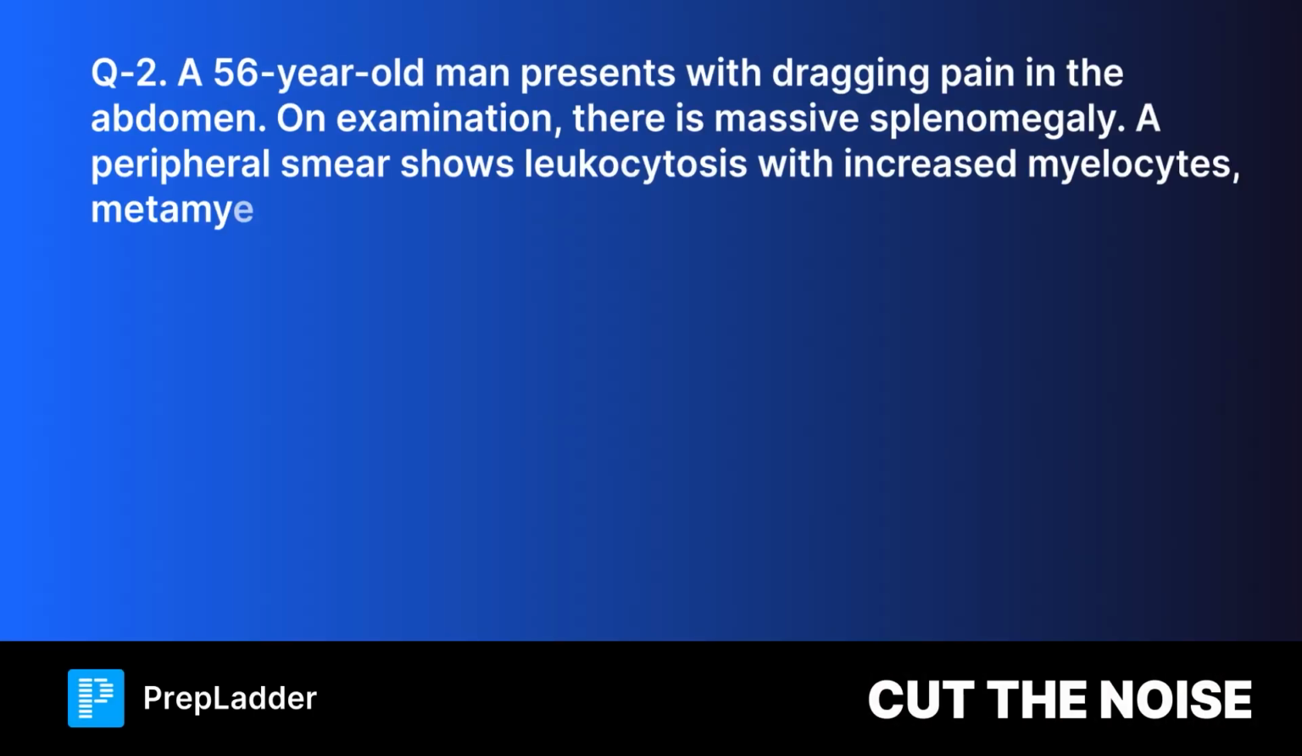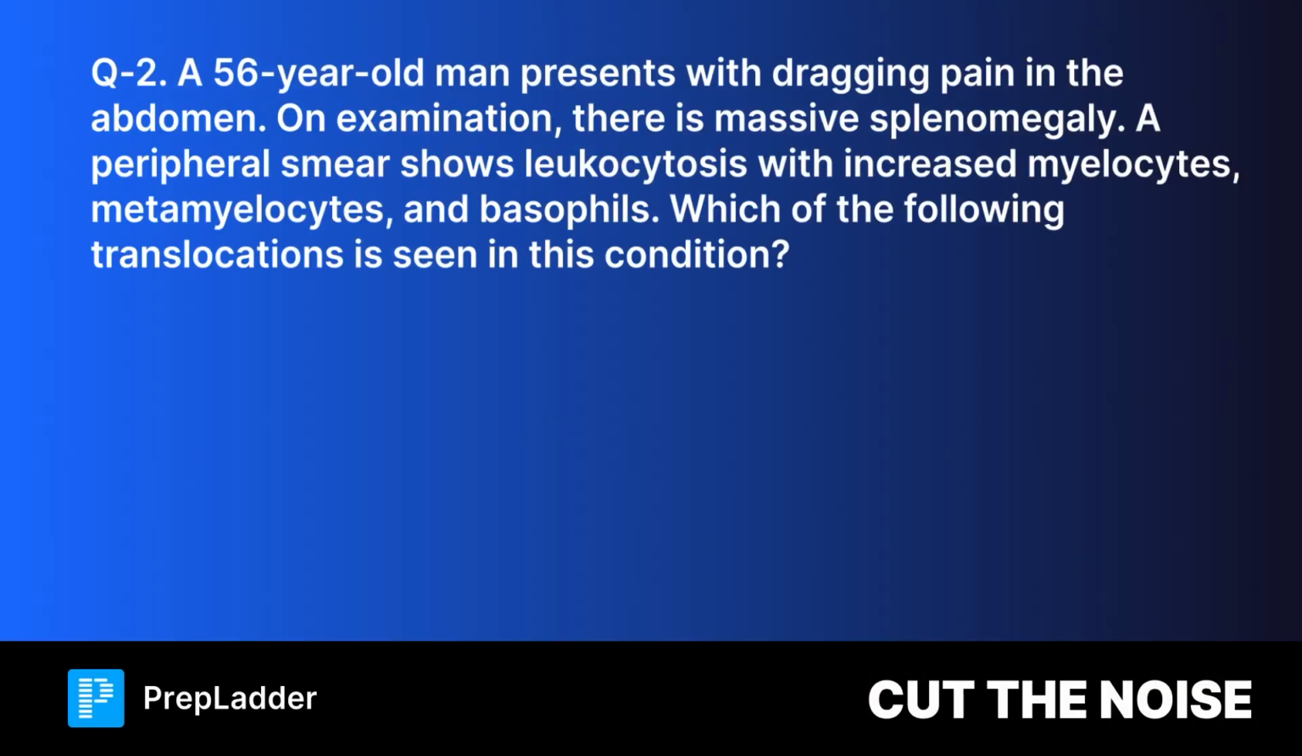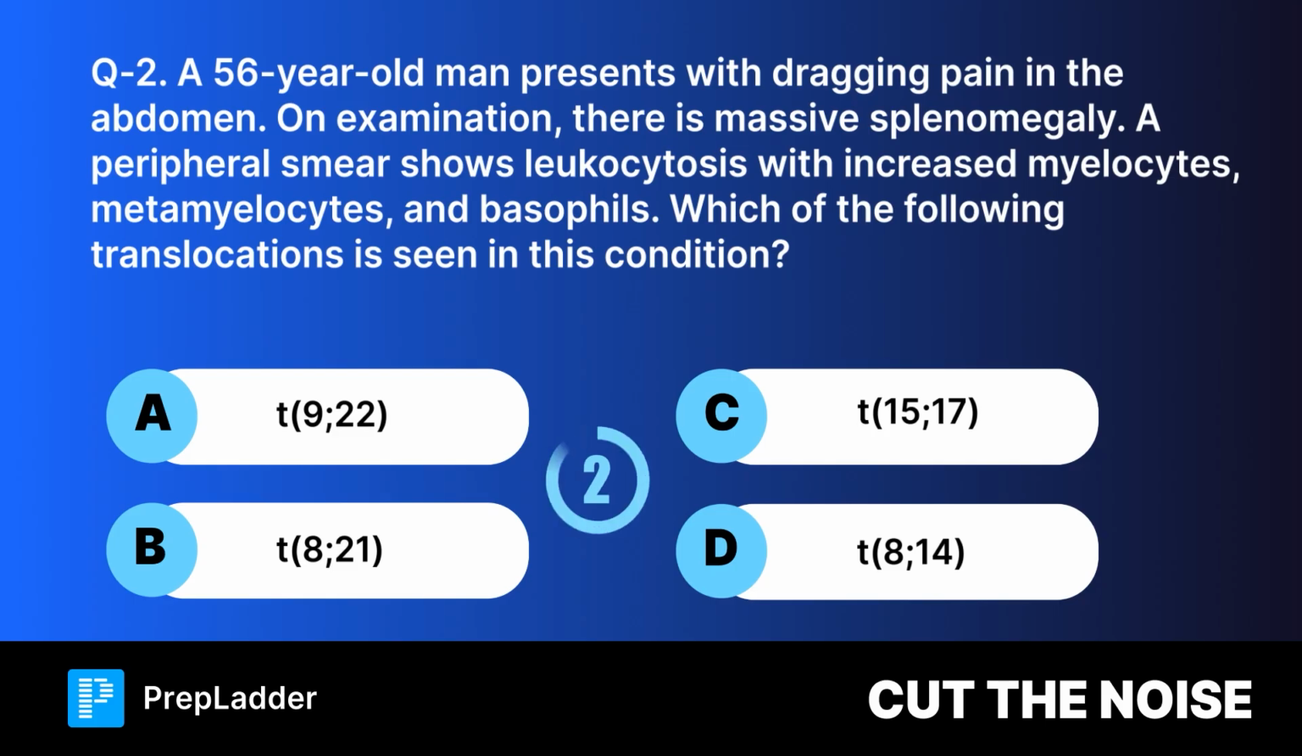Question 2. A 56-year-old man presents with dragging pain in the abdomen. On examination, there is massive splenomegaly. A peripheral smear shows leukocytes with increased myelocytes, metamyelocytes, and basophils. Which of the following translocations is seen in this condition? Your options are. And the correct answer is T9, 22.